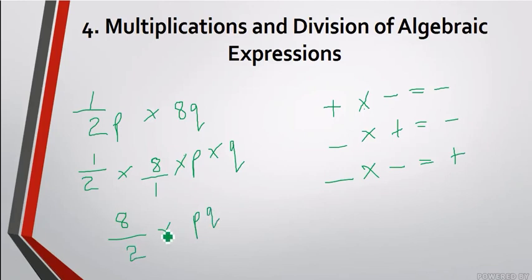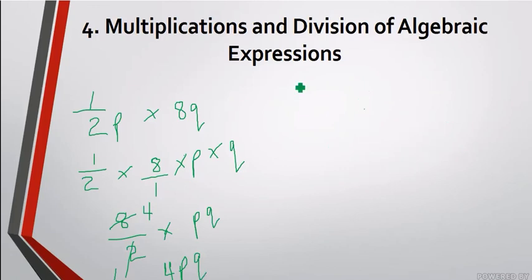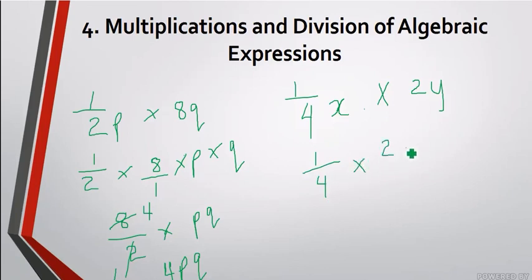Before I multiply 8 over 2 by pq, we're going to break it down even smaller. 2 into 2 is 1, and 2 into 8 is 4. So what am I getting? I'm getting 4 multiplied by pq, which is going to give me a total of 4pq. Let's do another fraction. For those who weren't comfortable with this, if we have a quarter x multiplied by 2y, again I'm going to separate my numbers from my terms. So I'm going to write a quarter multiplied by 2 multiplied by x multiplied by y.